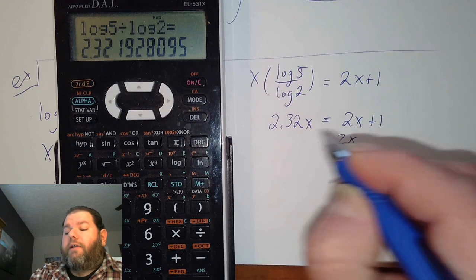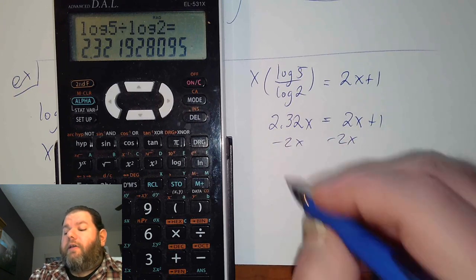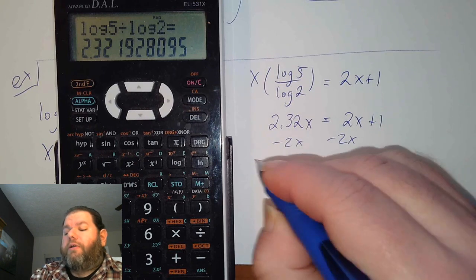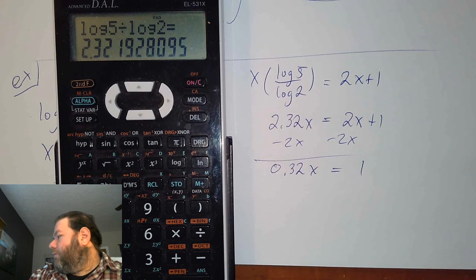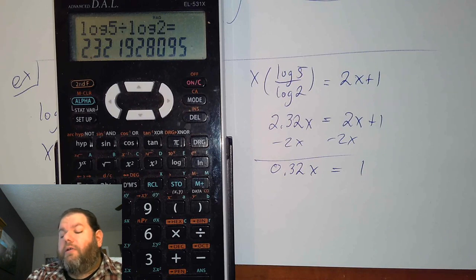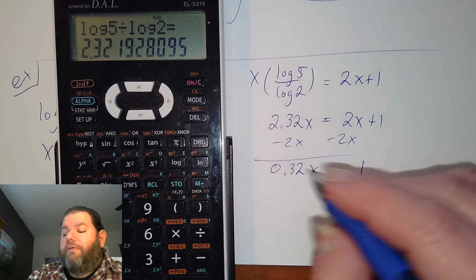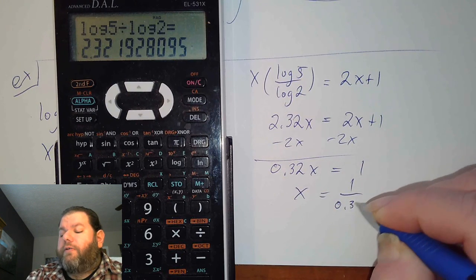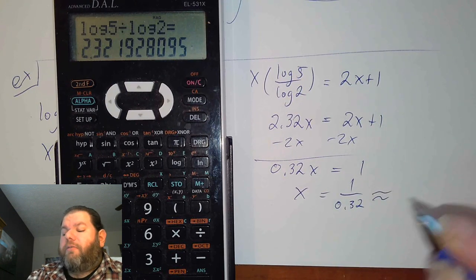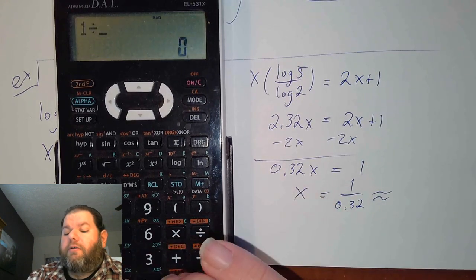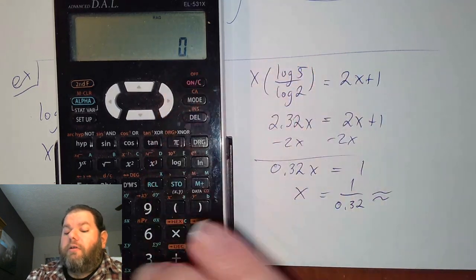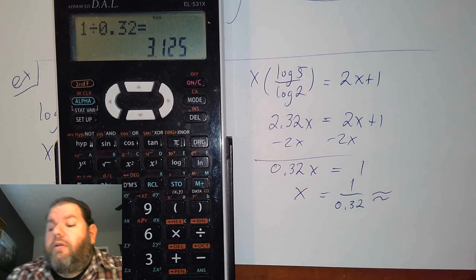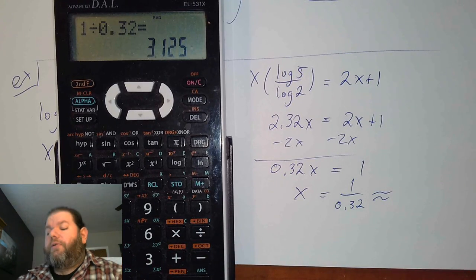Let's now subtract 2x from both sides. So 0.32x is equal to 1. Finally, we just divide, so x is 1 divided by 0.32, which comes out to be approximately 3.13.